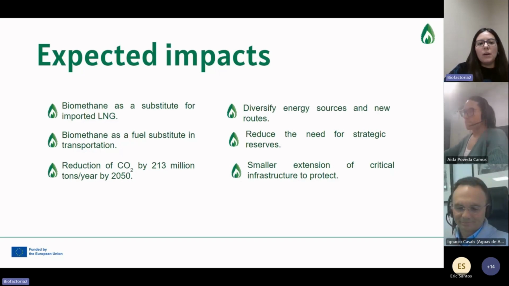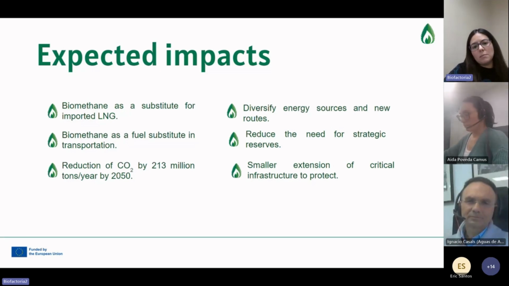And with this we also reduce the need for strategic reserves, and this is because biomethane and the renewable gases are not subject to minimum stock requirements by the European directives. So the substitution of natural gas with biomethane can contribute to reducing these minimum natural gas reserves required and thus reduce the cost of maintaining them.